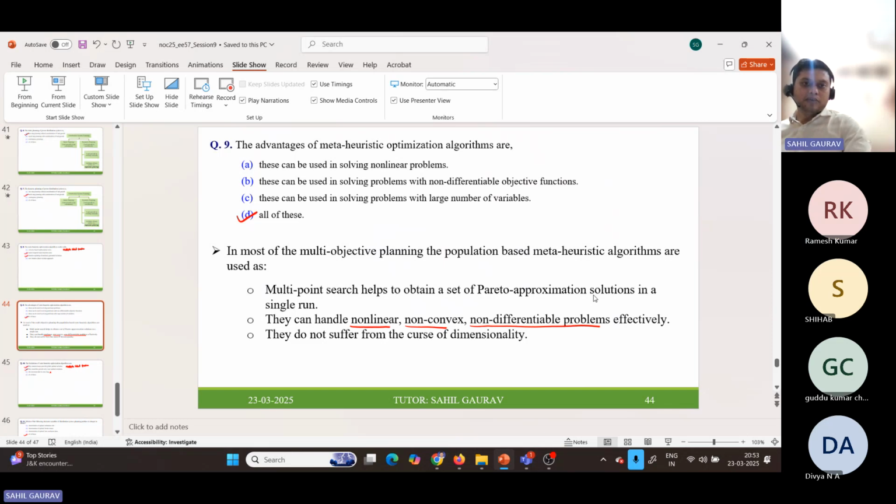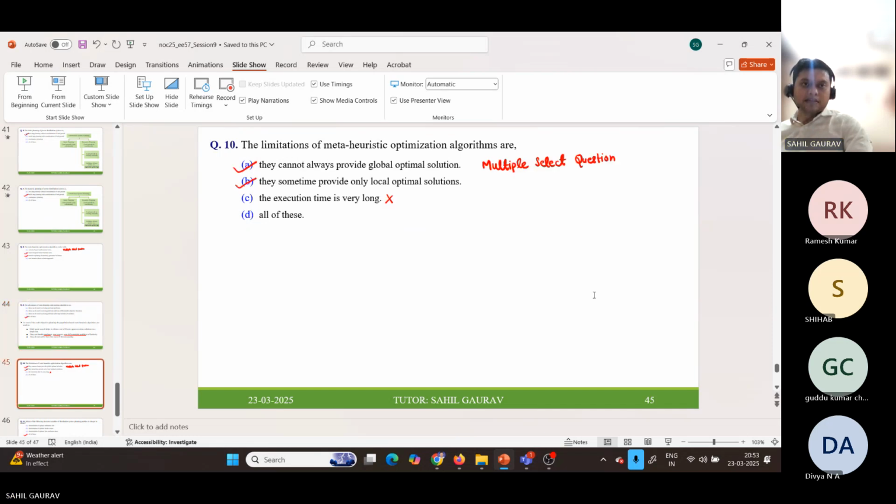The advantage of meta heuristic optimization algorithms, similar to evolutionary algorithms, is that they can be used for solving nonlinear problems, problems with non-differentiable objective function, and problems with a large number of variables. So for both meta heuristic and evolutionary algorithms, the advantages are similar. The limitation of meta heuristic algorithms is that they cannot always provide global optimal solution. They sometimes provide only local optimal solution. So yes, this is correct. Convergence is also not always guaranteed.